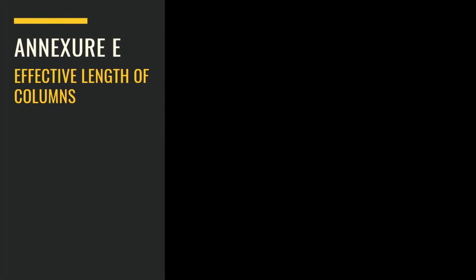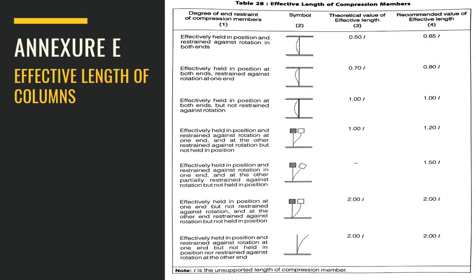We will move on to annexure E, which gives the effective length of columns. From table 28, we can see the effective length of compression members. For example, if the column is effectively held in position at both ends and restrained against rotation at one end only, the recommended value of effective length is 0.8 L. The theoretical value as per sectional analysis is 0.70 L, which is nothing but L by root 2, that is 0.707 L. But the recommended value from IS 456 is 0.80 L. We can use either of those. For every end condition, an effective length is given for compression members.